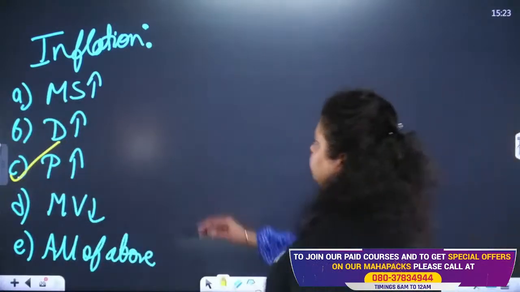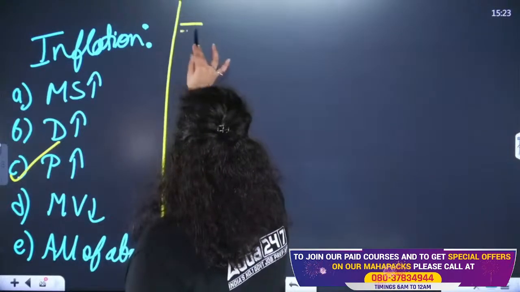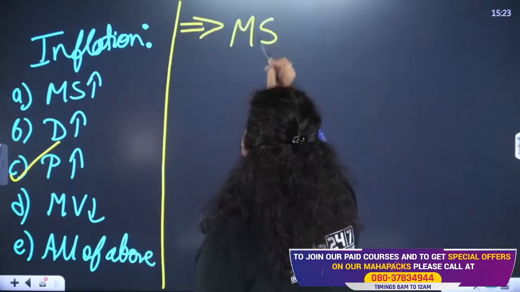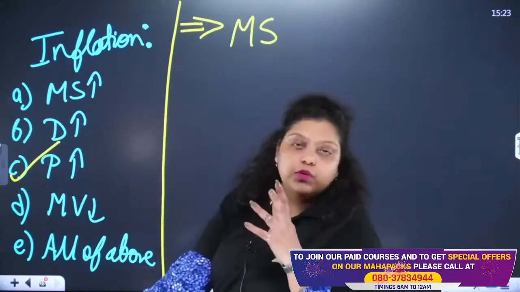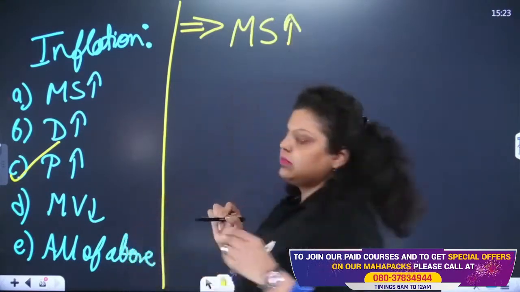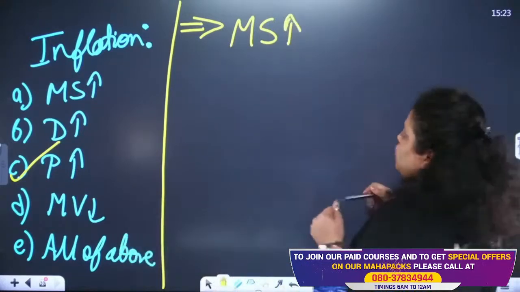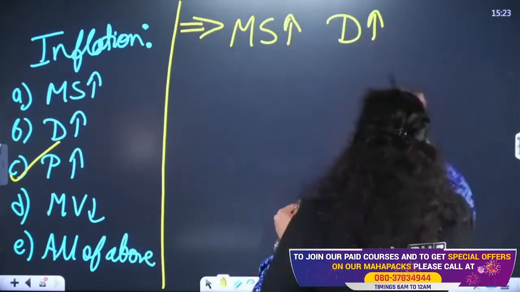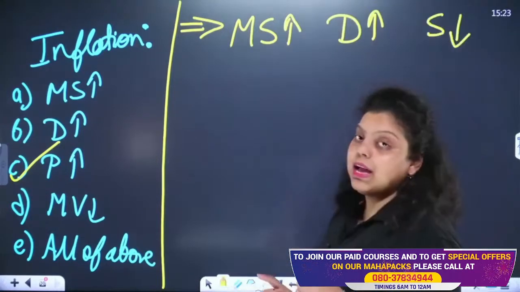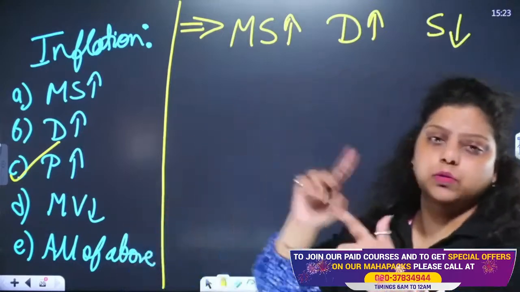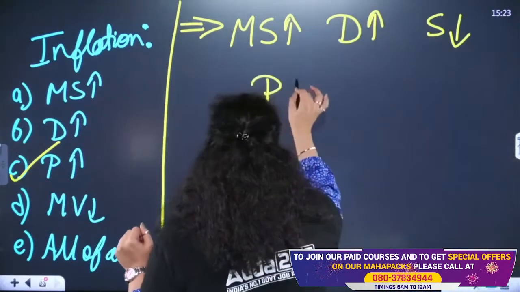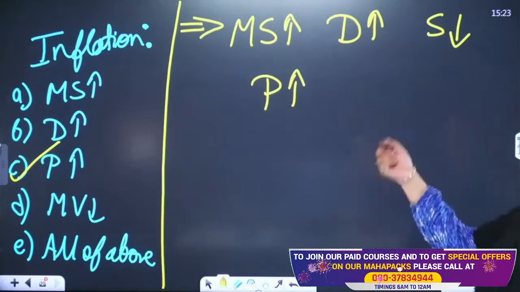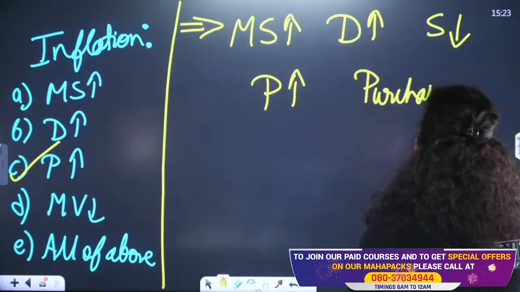First of all, let's see what the conditions are. Whenever we talk about an increase in the prices of goods and services, first of all the money supply will increase. Whenever the money supply increases, the demand of consumers will increase. Whenever the demand of consumers increases, the supply will decrease, because demand and supply have an inverse, negative or opposite relation. So demand increases, supply decreases, so prices will start increasing, because people are asking for more goods and you do not have the goods, so prices will what? Increase.